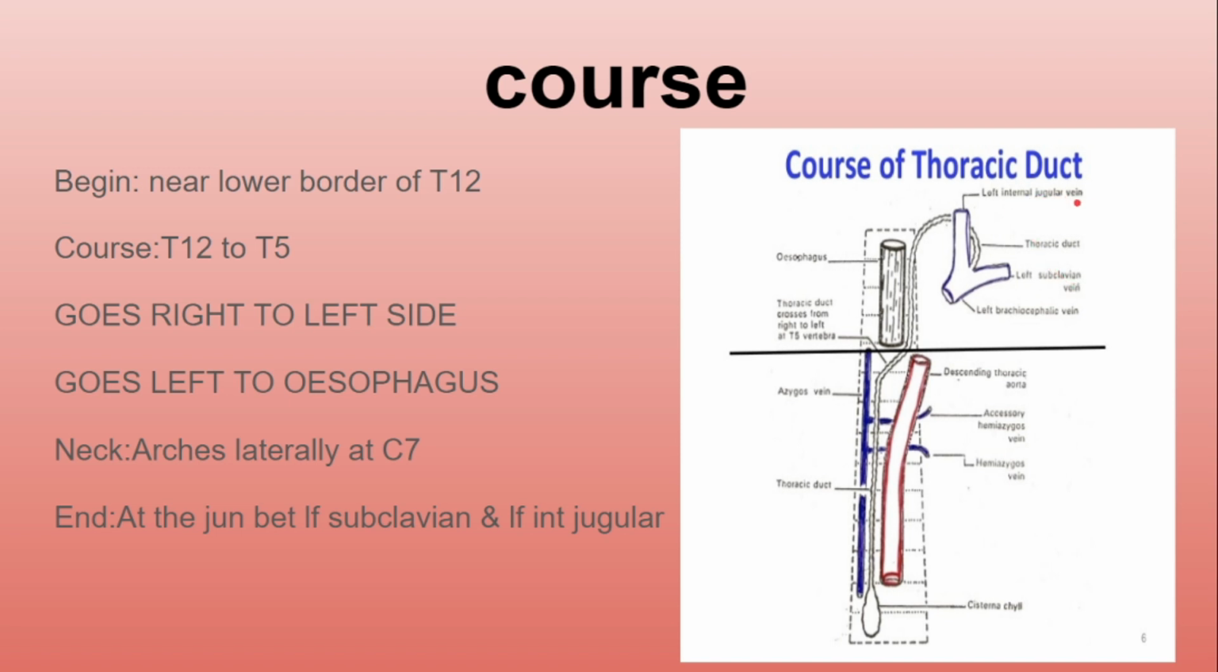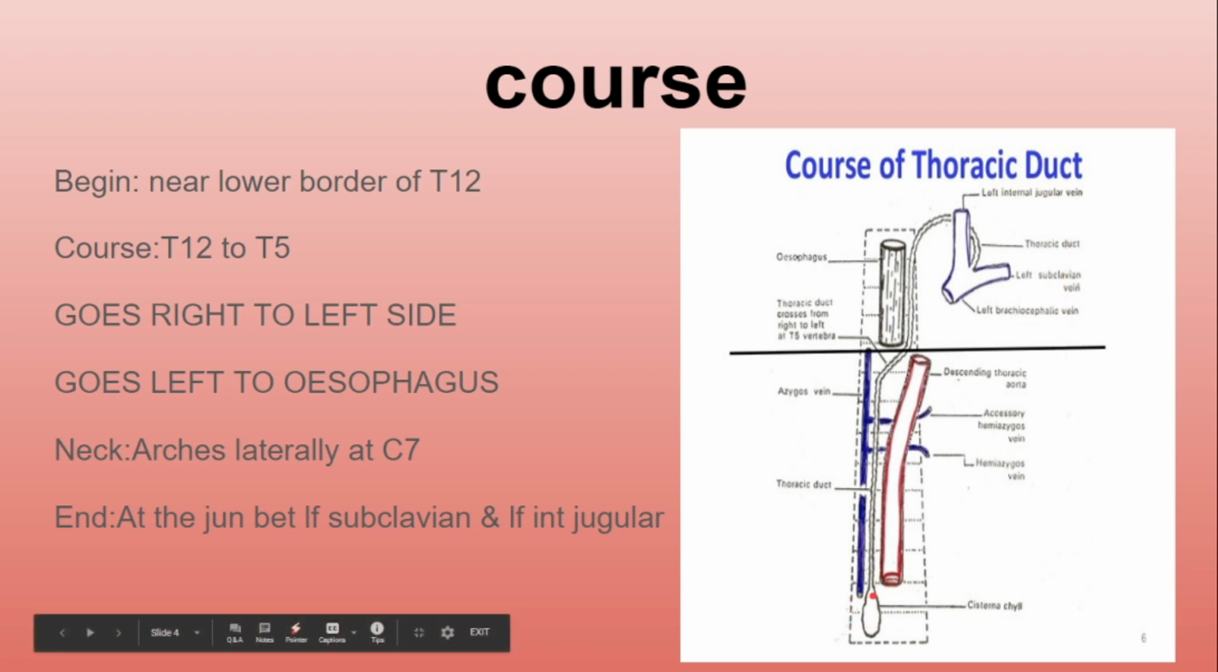Okay, now let's start with the course. The thoracic duct begins as the upper end of the cisterna chyli near the lower border of the T12 vertebra and enters the thorax through the aortic opening in the diaphragm. Now it ascends in the posterior mediastinum from T12 to T5 thoracic vertebra, crossing from the right to the left side. Then it ascends through the superior mediastinum where it crosses the left edge of the esophagus and reaches the neck.